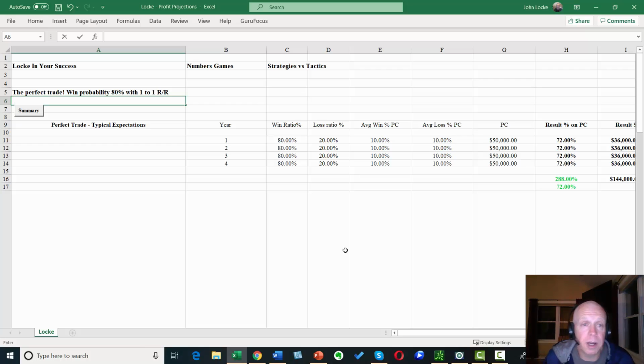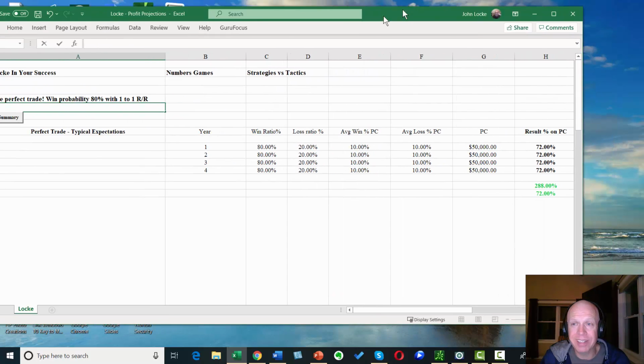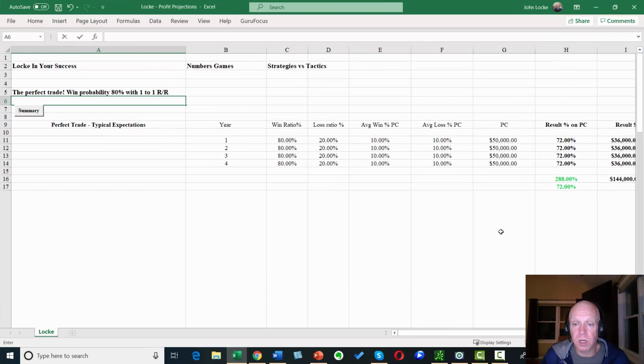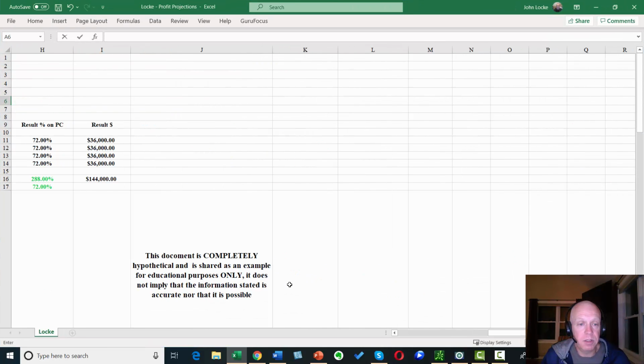So before we get started, I'd just like to let you know that this is a hypothetical trade. In other words, it is completely made up. The information on this worksheet is an educational exercise to help you understand the ramifications of what you're doing when you're choosing a trading strategy. So again, this document is completely hypothetical. It's shared as an example only, and it's for educational purposes.